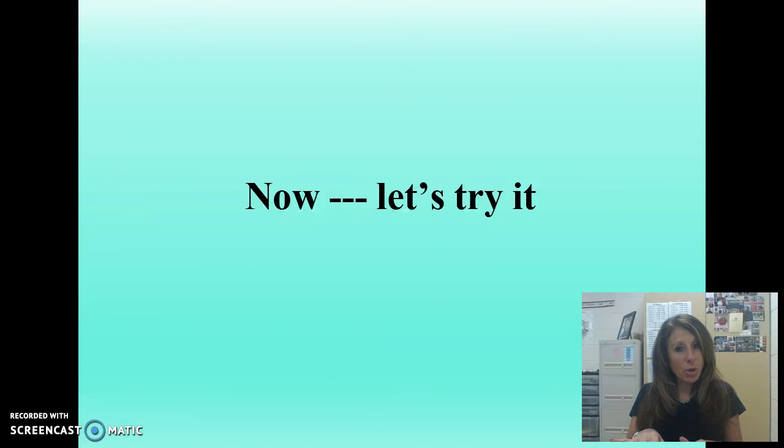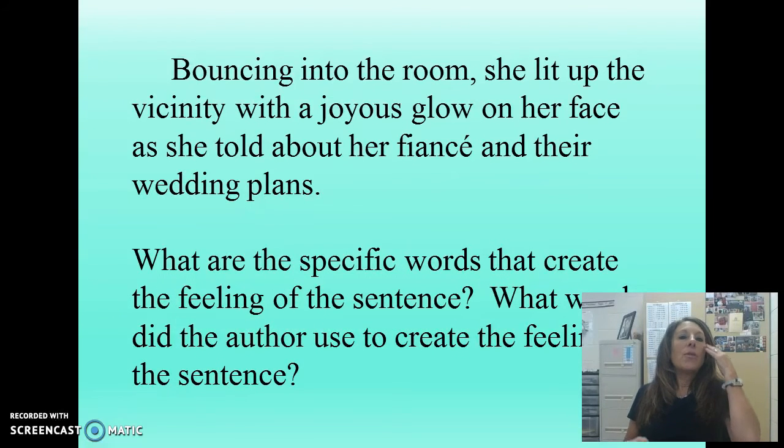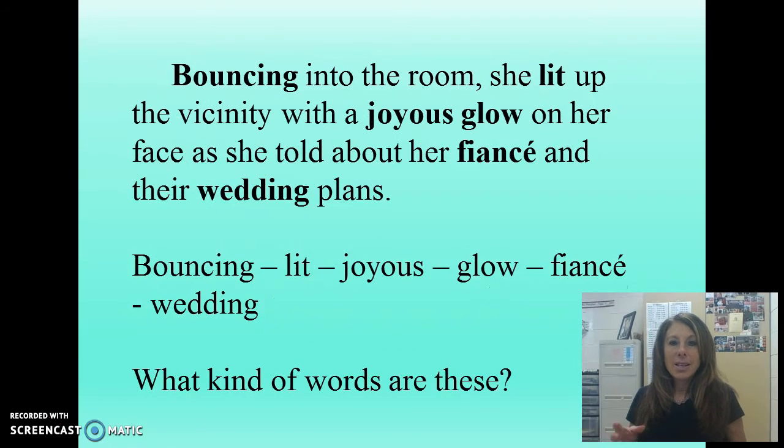Because this is what you're going to do on the worksheets tomorrow. So I'm going to give you 2 examples of what to expect tomorrow. If you read a passage that says, bouncing into the room, she lit up the vicinity with a joyous glow on her face as she told about her fiancé and their wedding plans, what are the specific words that create the feeling, the mood, the tone of that sentence? And what I'd have you do is underline them, circle them, or highlight them. What words did the author use to create the feeling of that sentence? So here's what you should do. Highlight bouncing, lit, joyous, glow, fiancé, wedding.